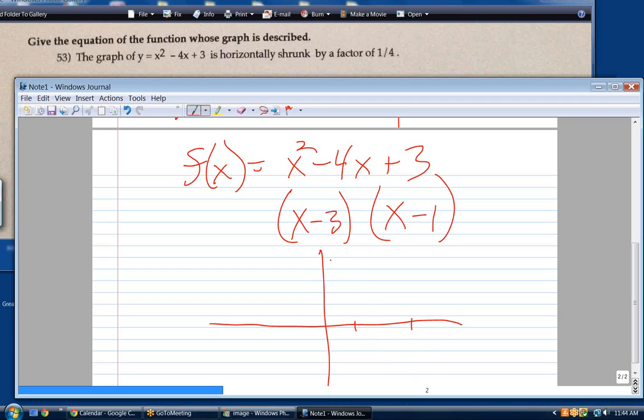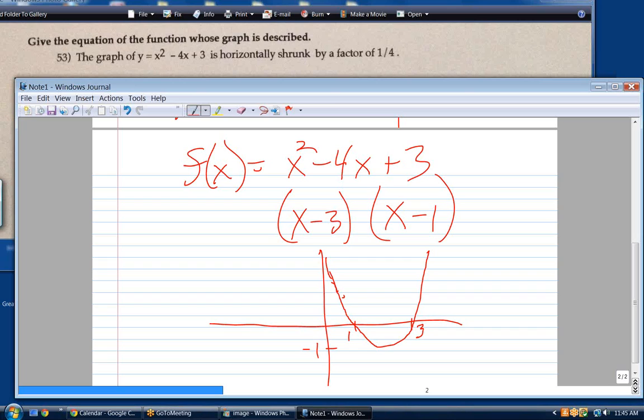So this parabola has to open up, so it must look like this. Doesn't go through the origin, but y is equal to 0 whenever x is 3 or x is 1. What would its vertex be? Well, that's its vertex. I don't know the y value at the moment. Well, yes, I do, because I know that is 2. So if I plug in 2 for x, I get 4 minus 8 plus 3, negative 1. So that's negative 1, that point. And that's positive 1, and that's positive 3.